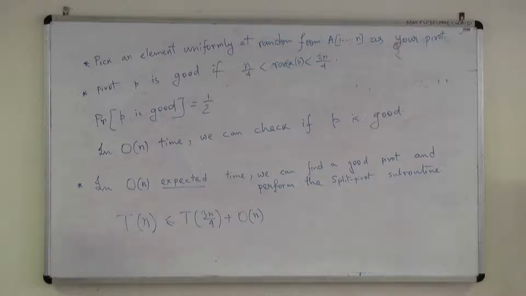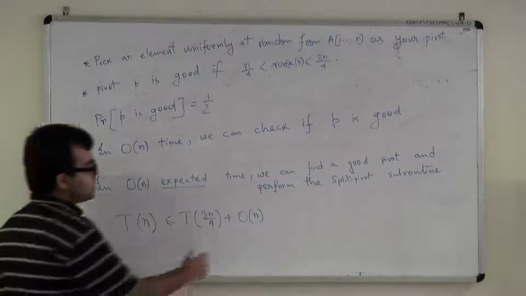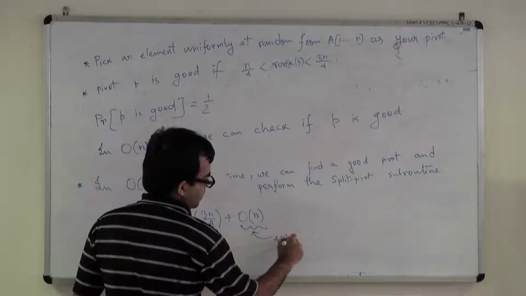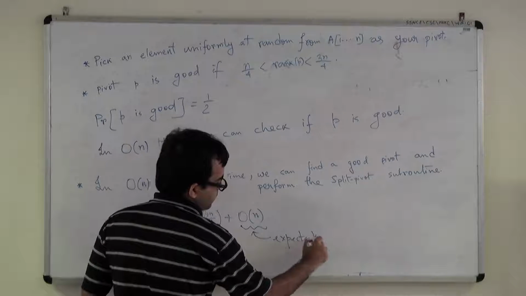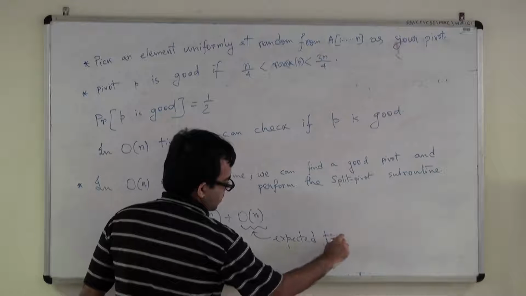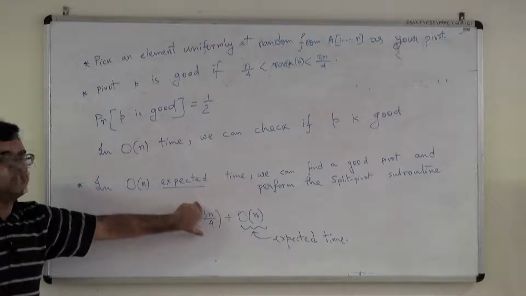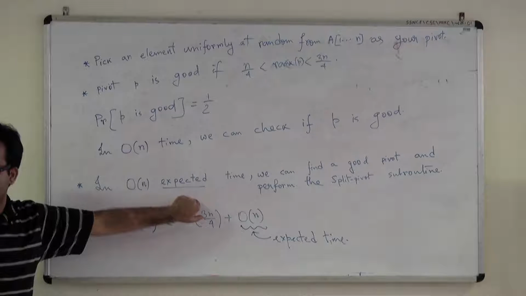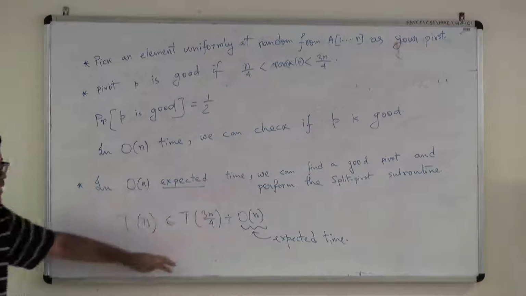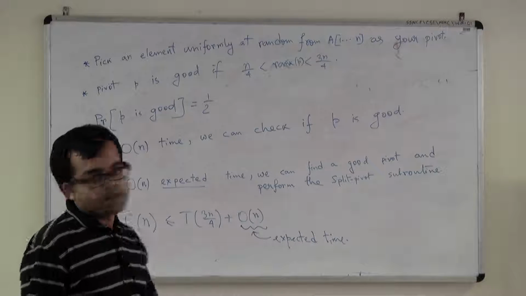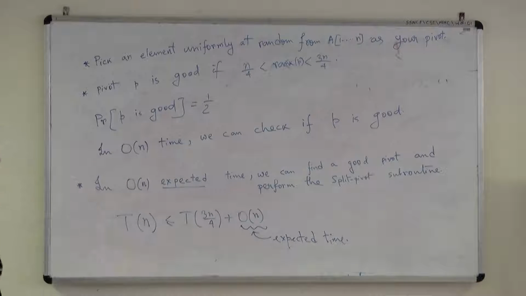We still have this inequality. The only change is that now this O of n is the expected running time for finding the pivot instead of the actual time. And once you find this good pivot, you will still get a subproblem of size n/4. You have exactly the same recurrence, so the solution will still be O of n. The only thing is that this is going to be a randomized algorithm with expected running time big O of n.